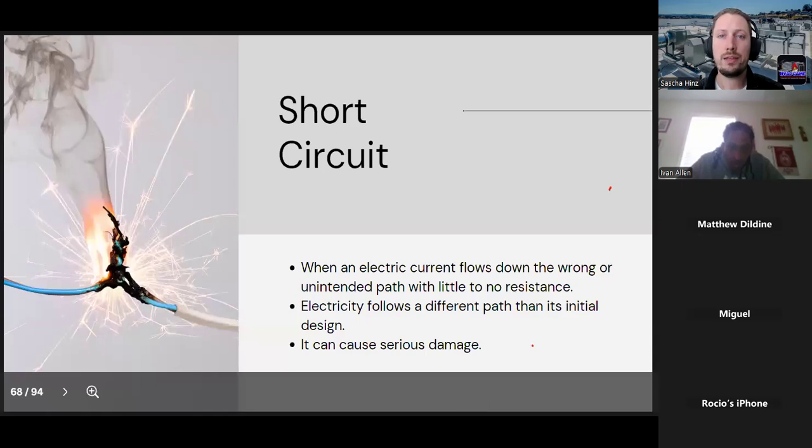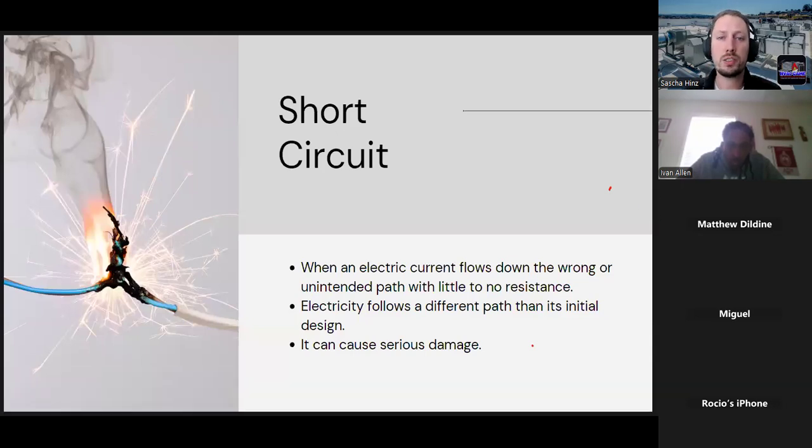So let's get into the short circuit. A short circuit is when an electric current flows down the wrong or unintended path with little to no resistance. Electricity follows a different path than its initial design, and it can cause serious damage. Now, to recap, the reason why I separate the short circuit from the ground fault is because of one main reason, and that is on your low voltage side.